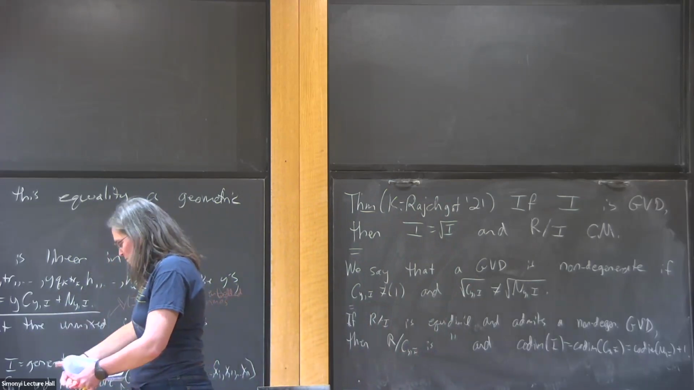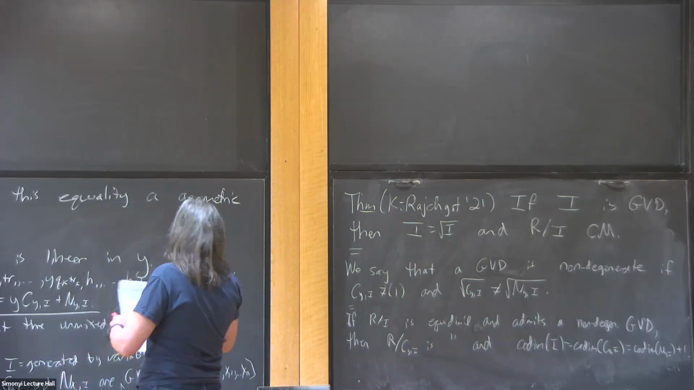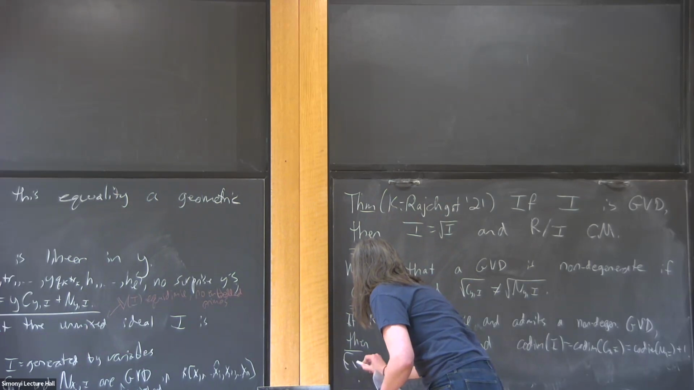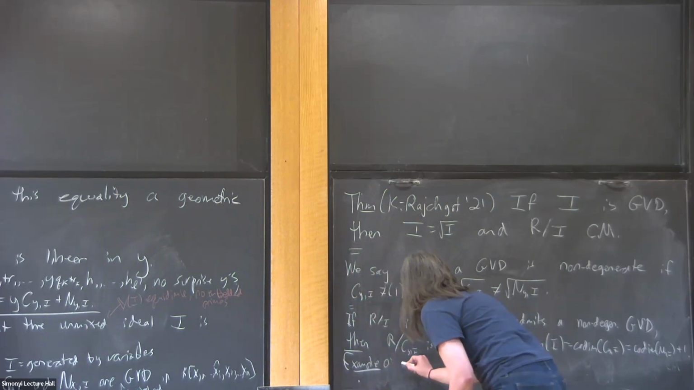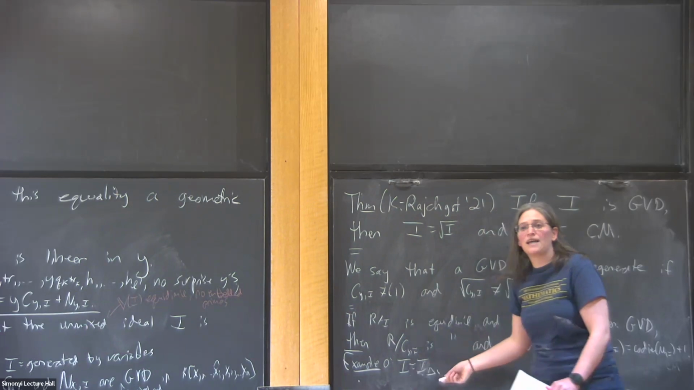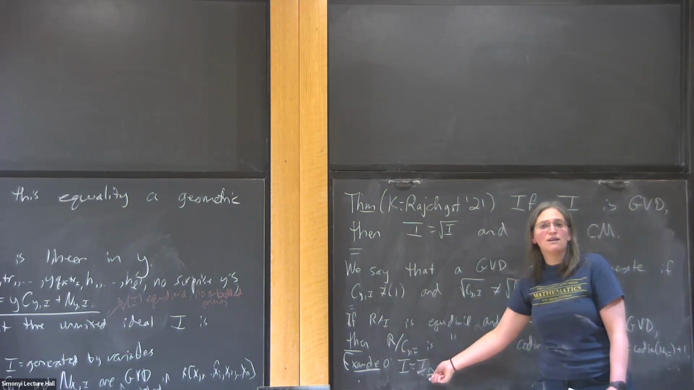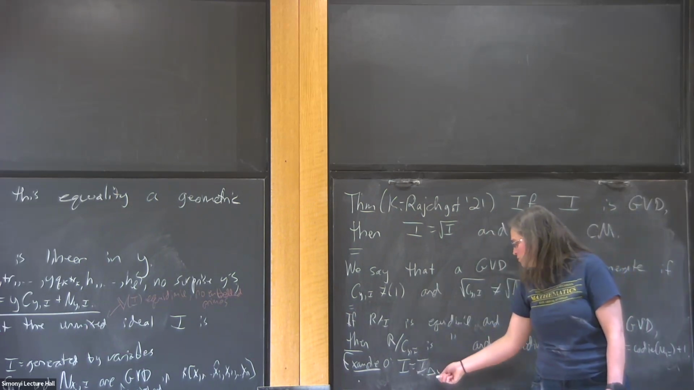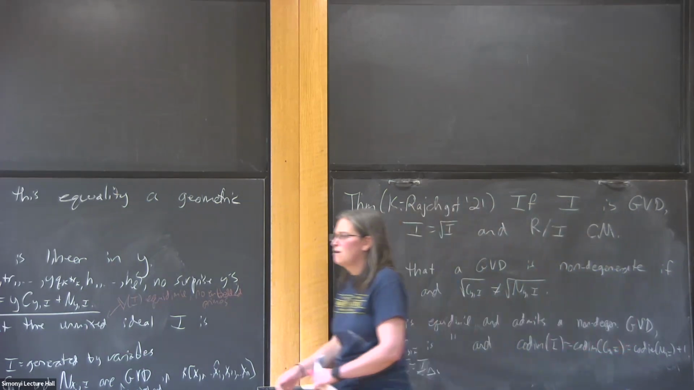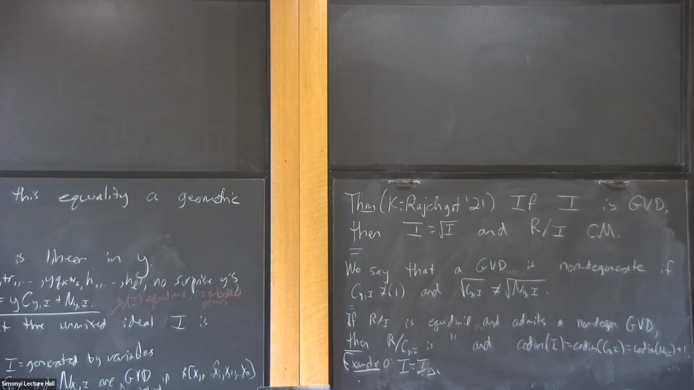All right, so examples. So example 0. Just the Stanley Reisner case. So a Stanley Reisner ideal is geometrically vertex decomposable if and only if delta is vertex decomposable. So this does recover that theory.